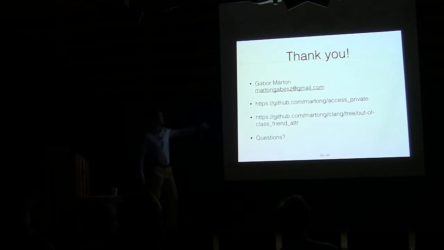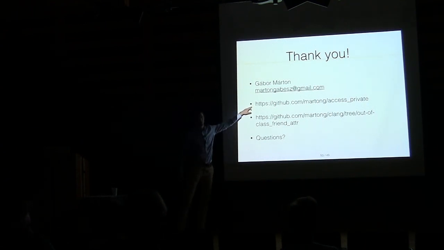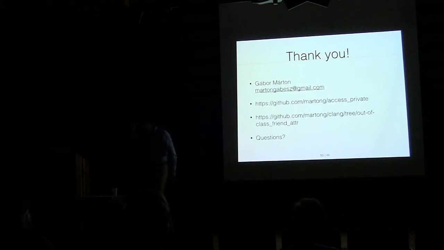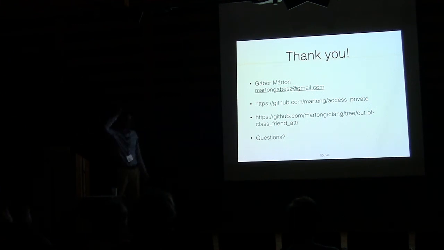I forgot to mention that the macro library, which tears away the privates, is accessible here. And we also have a proof of concept implementation for this out of class friends, which is actually implemented in a pretty simple way. We were not really dealing with the parsing difficulties. We are using a special attribute, the friend form attribute.